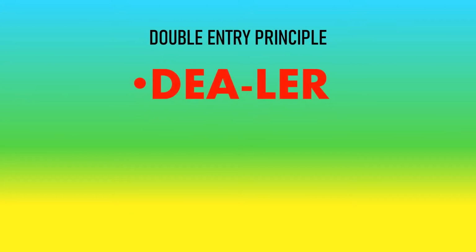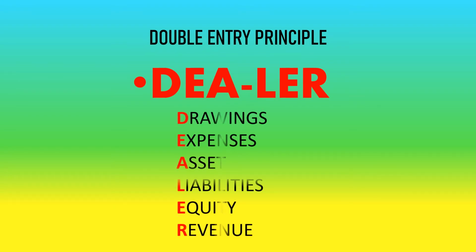So let us get to the most exciting part of the double entry principle. I remember it as the dealer. Dealer stands for drawings, expenses, assets, liabilities, equity, and revenue. Now I know most of you don't use the term revenue, but I'll later show you an example of what is revenue. So revenue is basically like your sales and income. It's just easier to use the term revenue so that you can remember the term dealer.